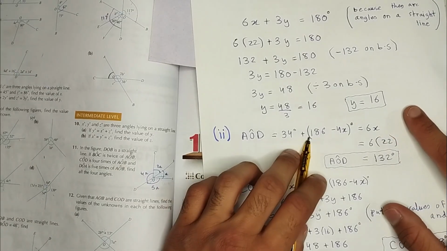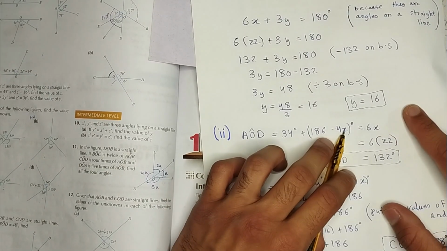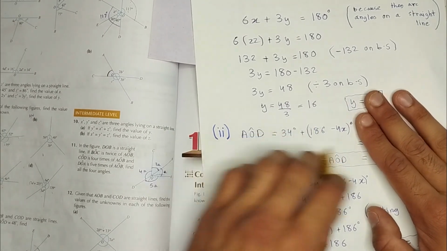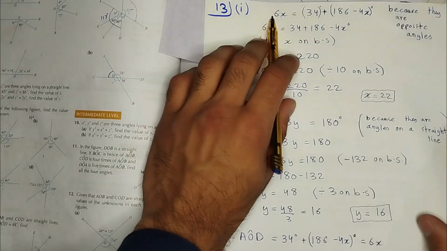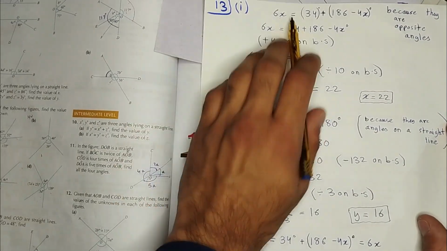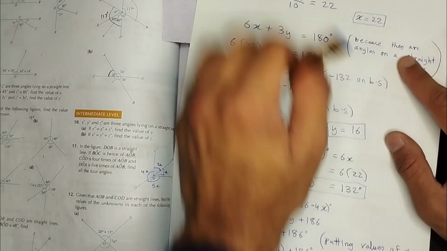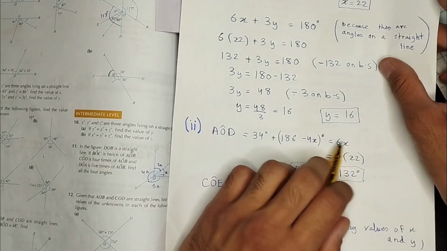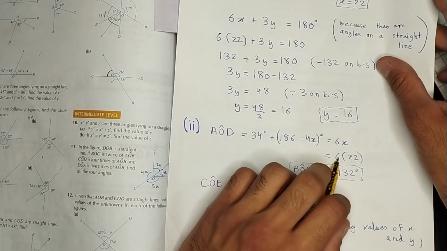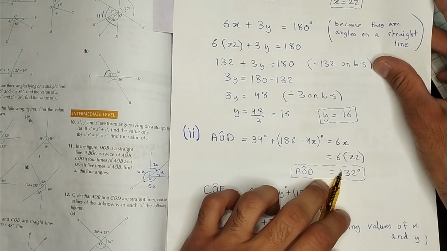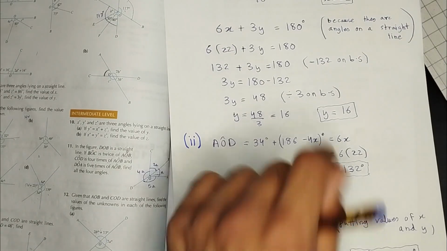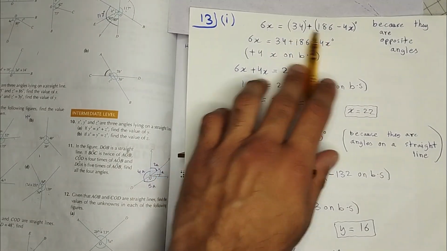That's exactly what we did here. AOD is equal to 34 plus 186 minus 4x. Since we know the value of x, we can easily put it in and find the value of AOD using this expression. But in the first part of this question, we were able to say that the same expression is equal to 6x. Then it is much easier for me to just take it as 6x, which is equal to 22. Okay, 6x is equal to 22, and AOD is going to be equal to 6 multiplied by 22, which is going to give us 132.